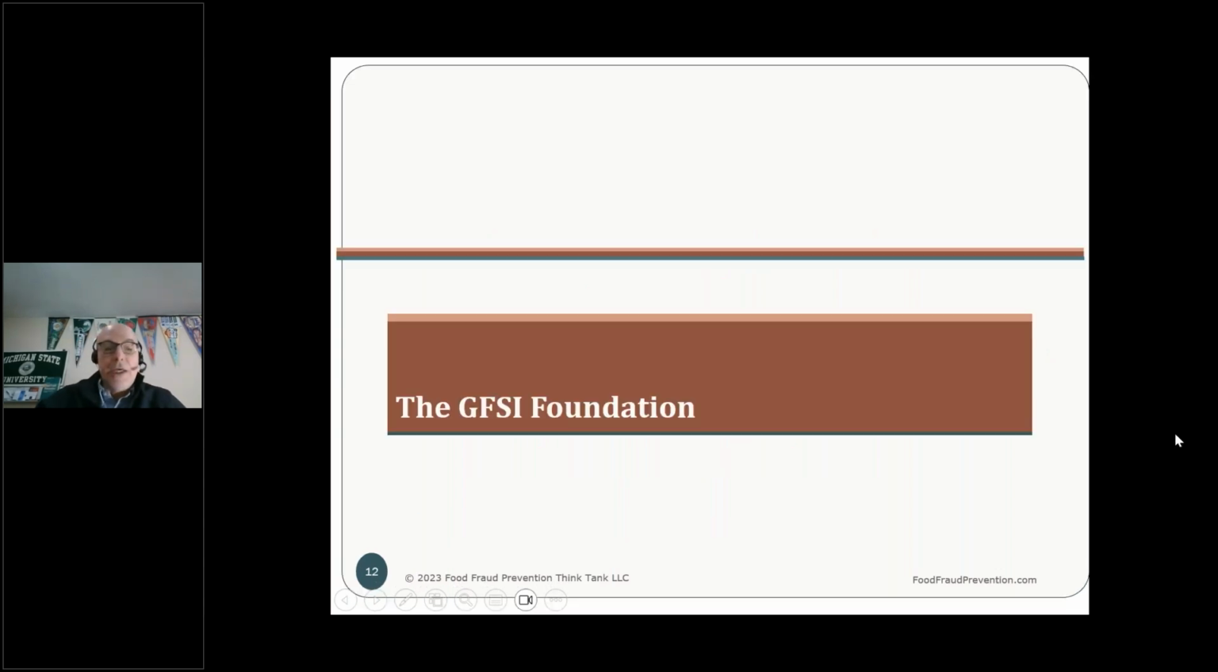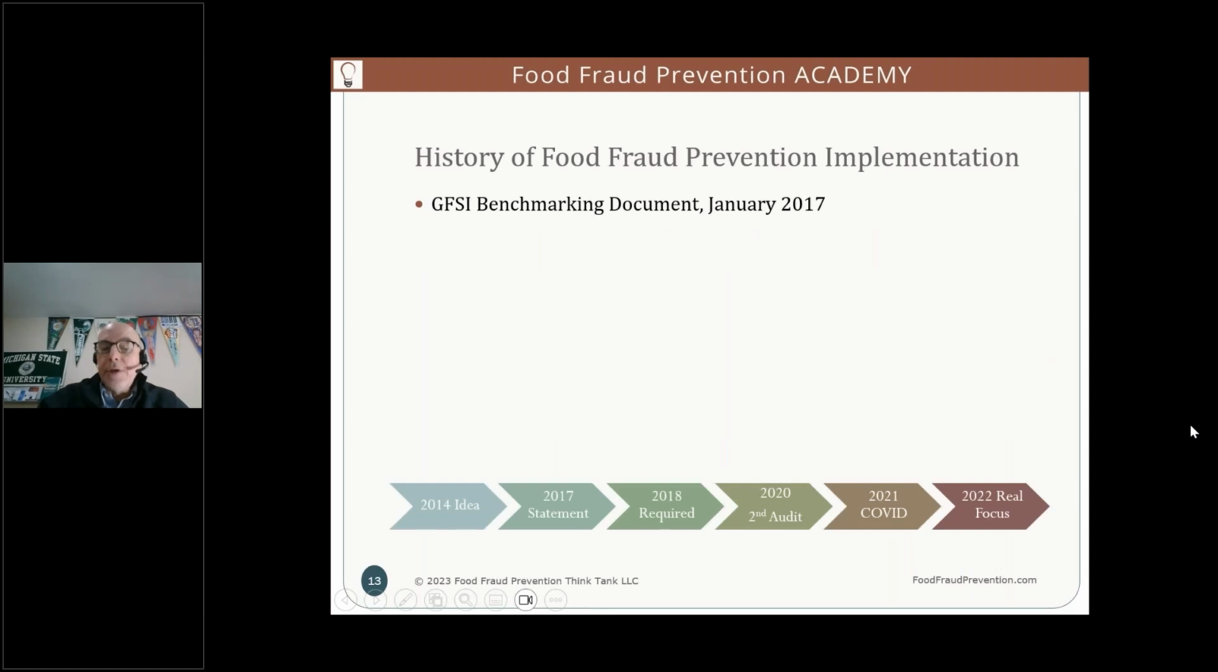The GFSI Foundation. Just as a reminder, GFSI created the benchmarking document back in 2017. That was when food fraud was defined as coming to be a requirement. In January 2018, addressing food fraud, all products, from ingredients to finished goods, all types of fraud, is a requirement. Now, the question is, how thorough have the inspections or audits or responses been? They're evolving, but it was required back then.